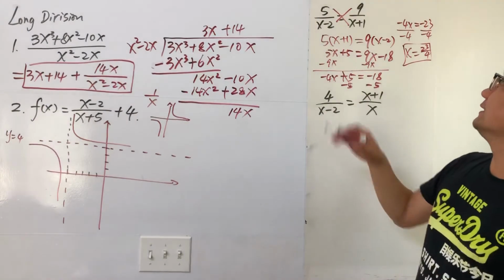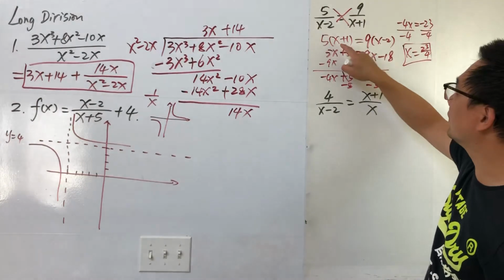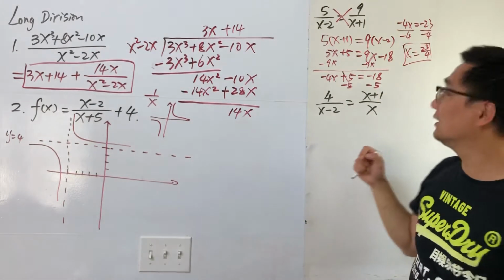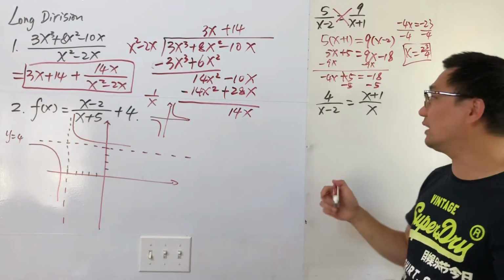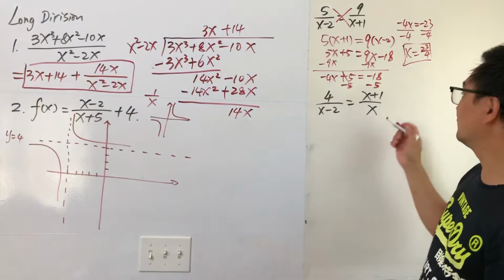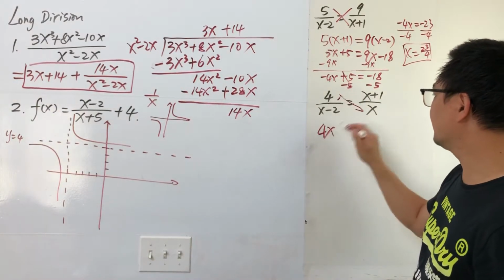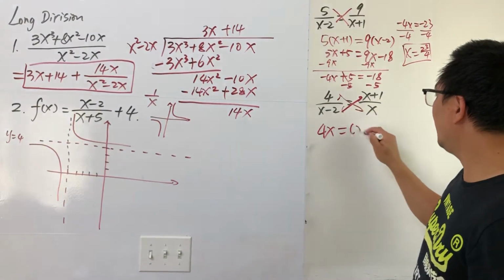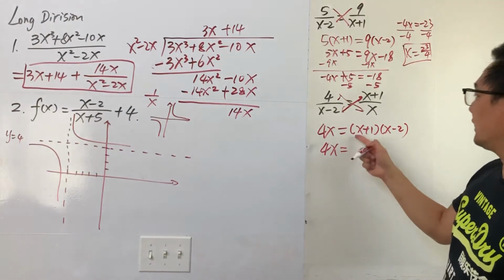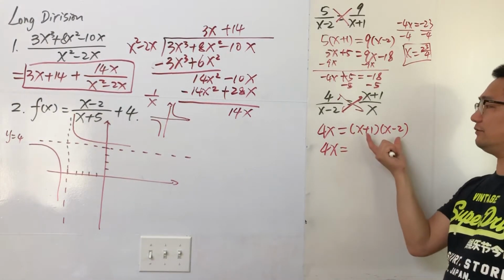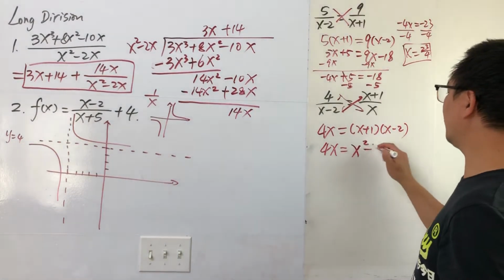In this example, after you cross multiply, it changes to a linear equation. But for this example, after you cross multiply, it may change to a quadratic equation. Now I want to show you how to solve this question. First, cross multiply: 4 times x, or 4x, equals x plus 1 times x minus 2. Then you have to cancel out the parentheses, using distribution or FOIL, and you get x squared minus x minus 2.